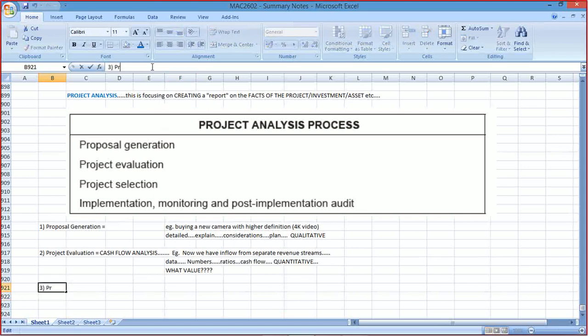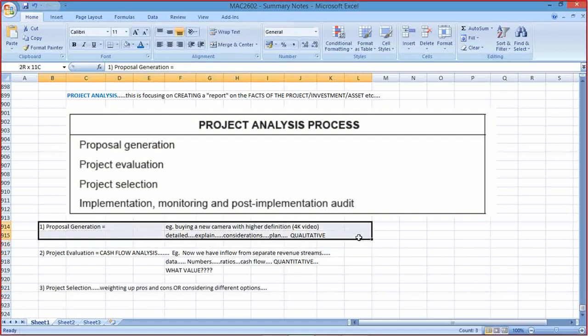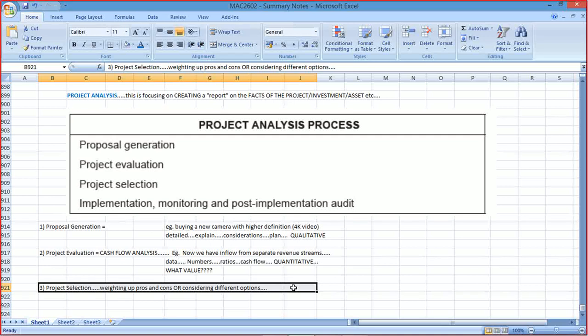Then number 3 is obviously the selection. Now we need to choose. Project selection. Okay, this is looking at weighing up all the pros and cons, or considering different options. So now we know we're going to buy a new camera, but now what camera do we buy? Do we buy a Nikon? What are the other big brands? Canon? Do we buy Canon? Do we buy Fuji? Yeah, what do we buy? That's the selection.